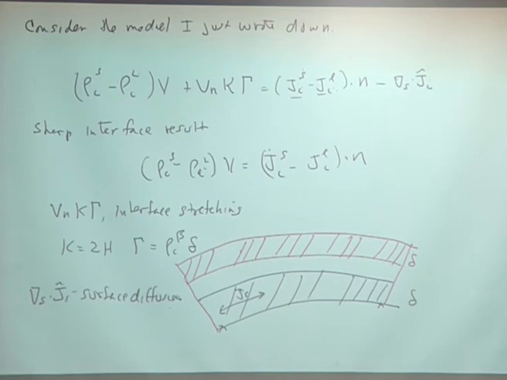But again, as that interface thickness goes to 0, as delta goes to 0, those terms disappear. This is the surface divergence of the surface flux. Those terms disappear, and so you end up with a model that's right when you're looking at the actual physics of the problem, but it's completely wrong when you're using it as a computational engine with interface thicknesses that are too thick.